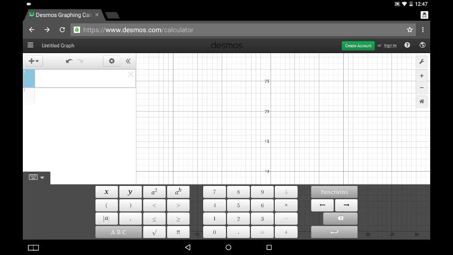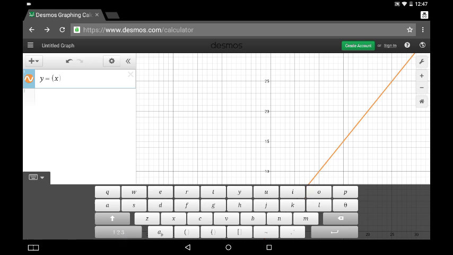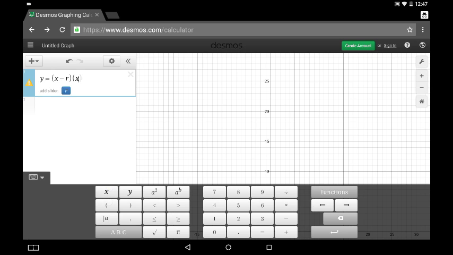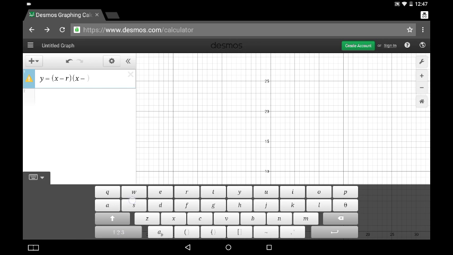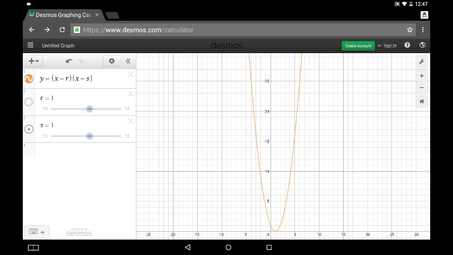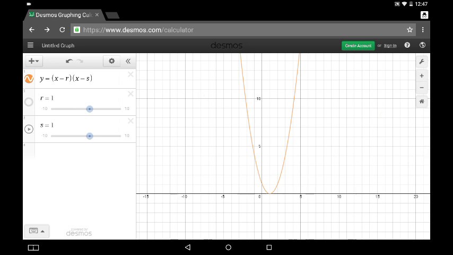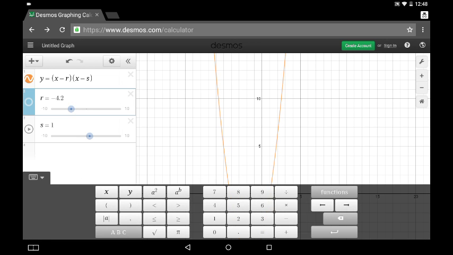Now let's switch over to factored form again. Bracket x minus r, bracket x minus s. Put some sliders on. Here we go. So here's our general form of a factored quadratic equation. Now let's see what happens as I move the x value a little lower. So let's put it at -4 and 1.